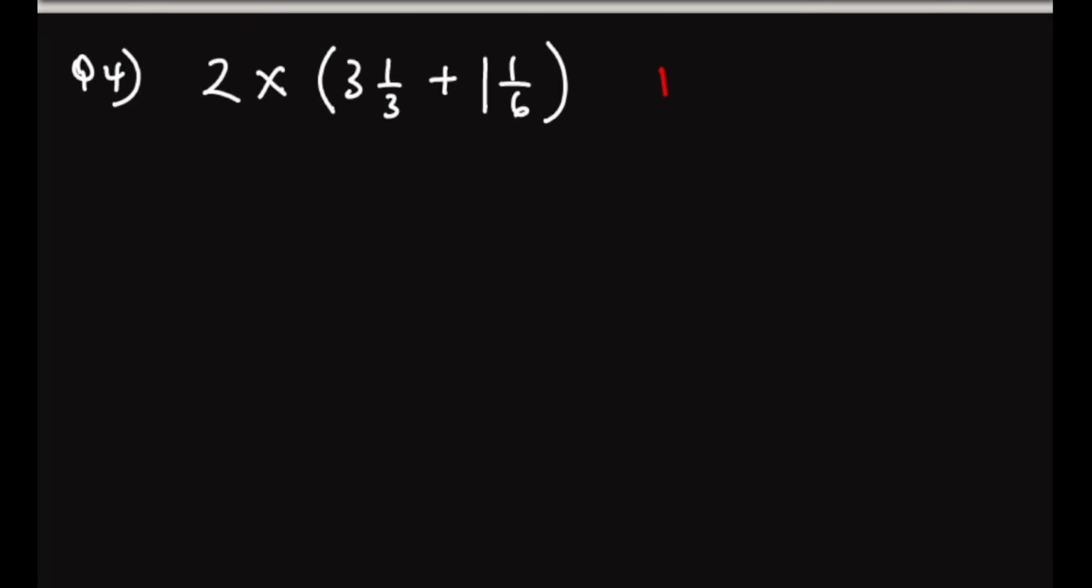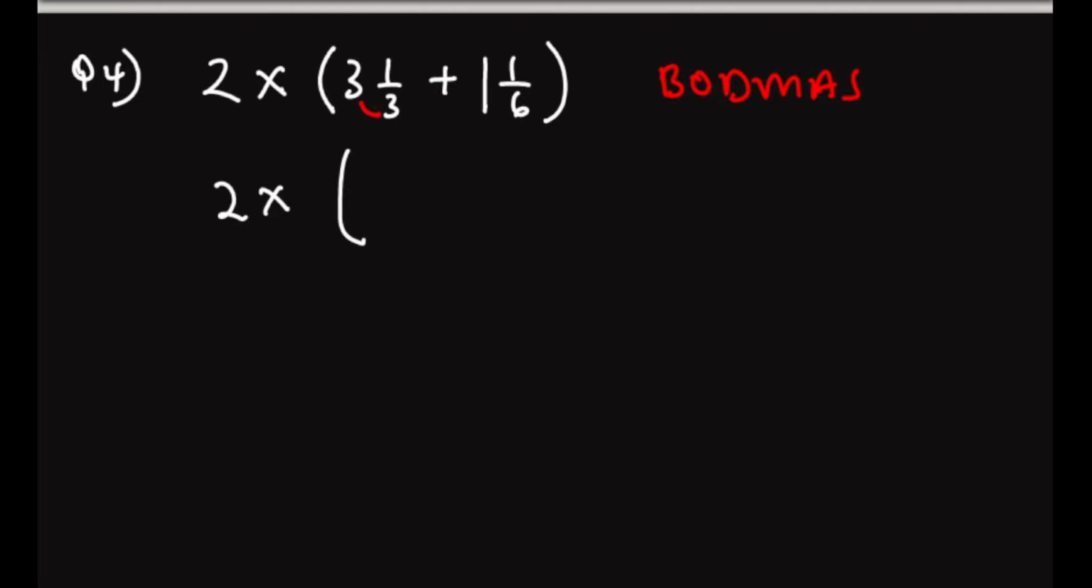Example 4, still on the board mass. Now I am seeing multiplication, I'm seeing addition, and I'm seeing brackets. Looking at the board mass system, I know bracket comes first, so that is what I'm going to tackle first. So I repeat this 2, so 2 times in the bracket. Like I said, we change all of this to improper fractions. So how do we change that?